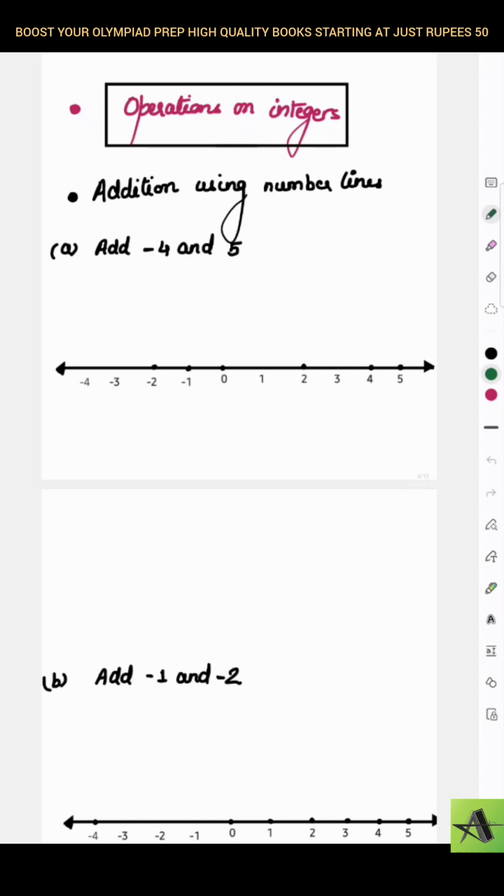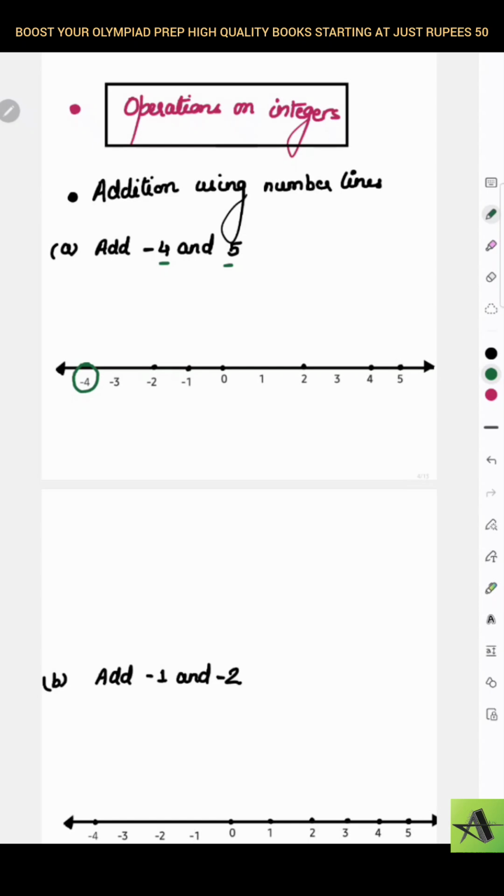You can pick any number. Either you can pick negative 4 or you can pick 5. Either one you can pick in the case of addition, and encircle that number. So let me say I'm picking -4. So this is -4 and I have encircled -4. And then it says 5.